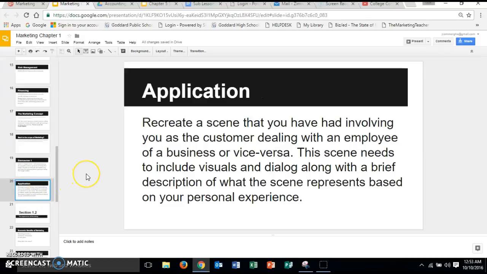After that, the next thing you have to do, and this is where we'll stop today, you need to recreate a scene that you have had involving you as the customer dealing with an employee of a business or vice versa. Maybe you were the employee dealing with a customer. The scene needs to include visuals and dialogue, along with a brief description of what the scene represents based on your personal experience. I'm looking for one of those situations relative to you dealing with an employee of a business or vice versa. And how did that experience go?